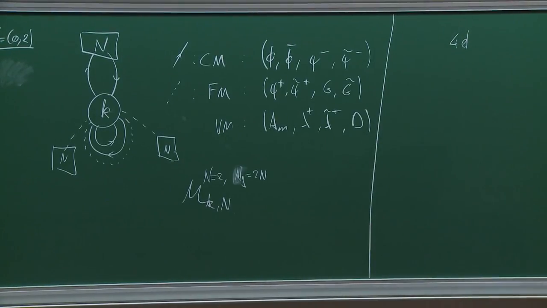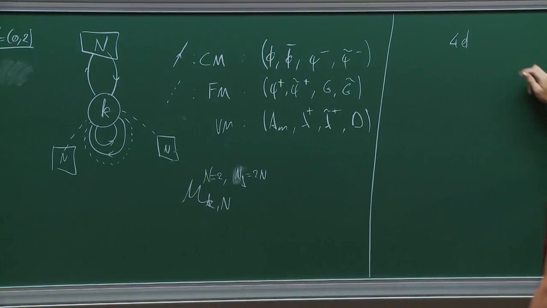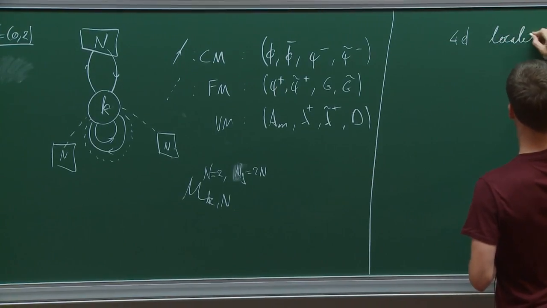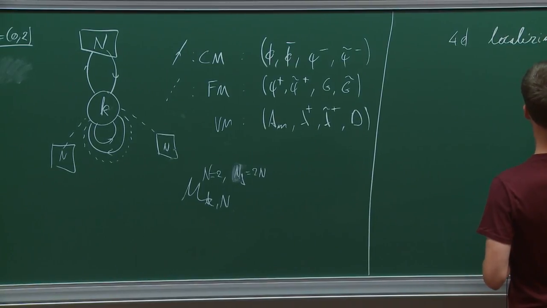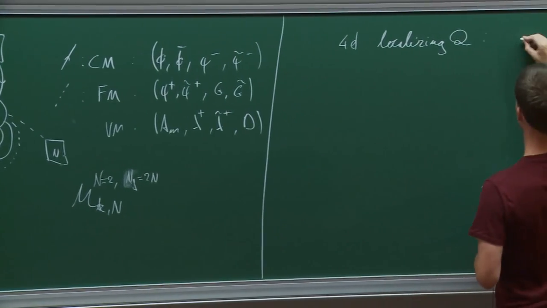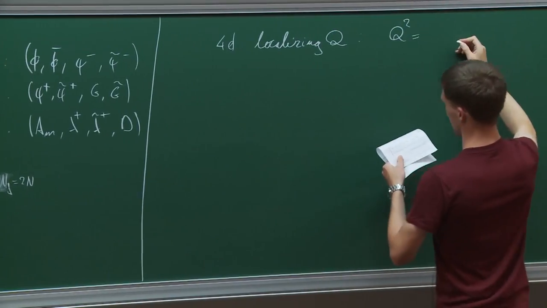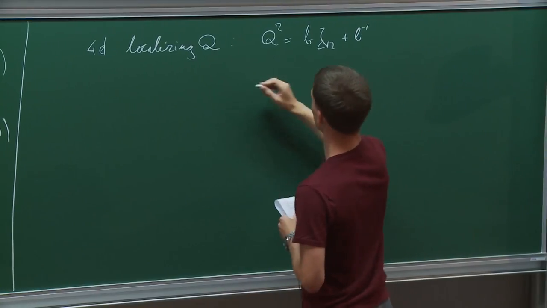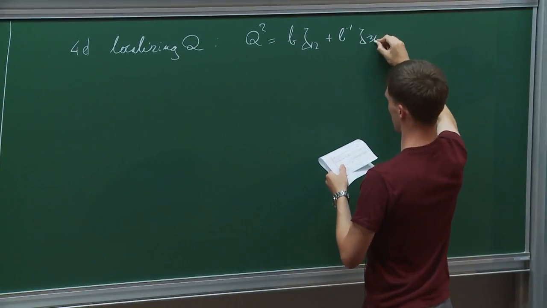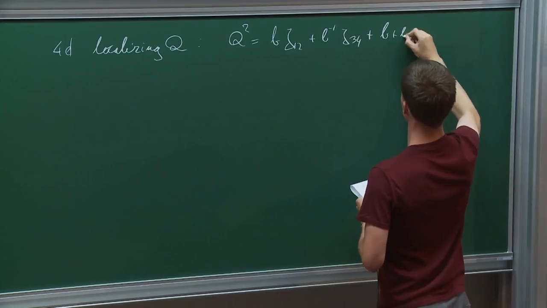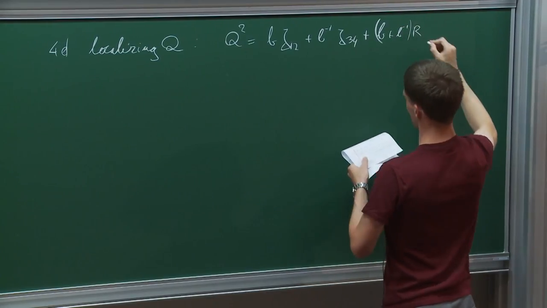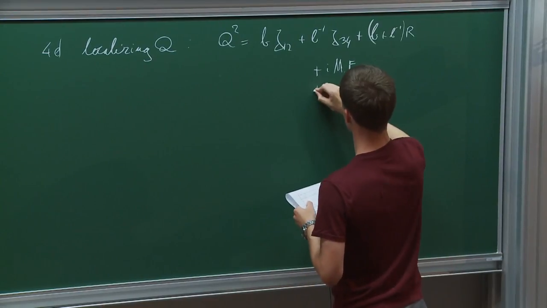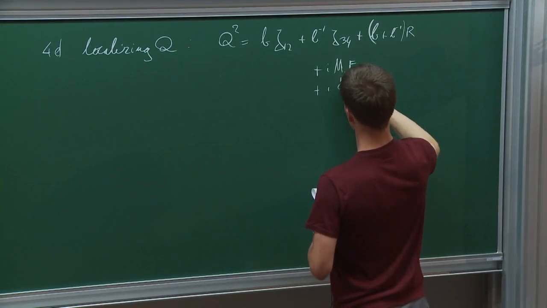OK, so let me then go back to my original problem. We were localizing on the four sphere. And we had chosen some localizing supercharge Q, which had the property that it squares to two rotations, plus an SU(2)_R Cartan generator, plus a mass, plus a gauge transformation.